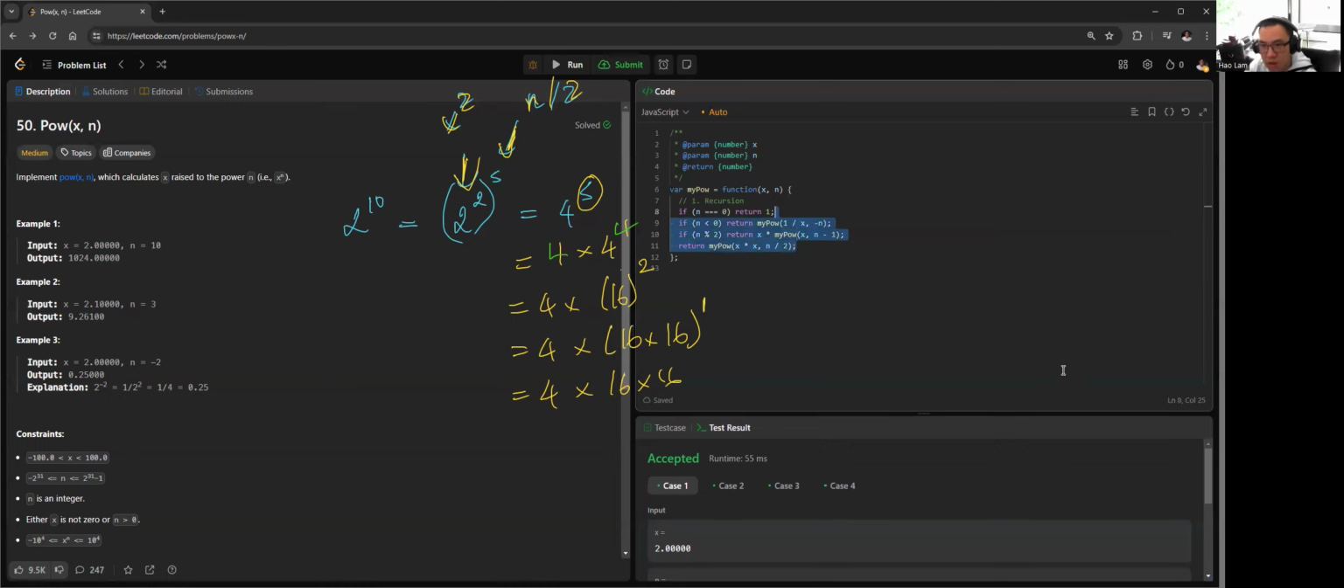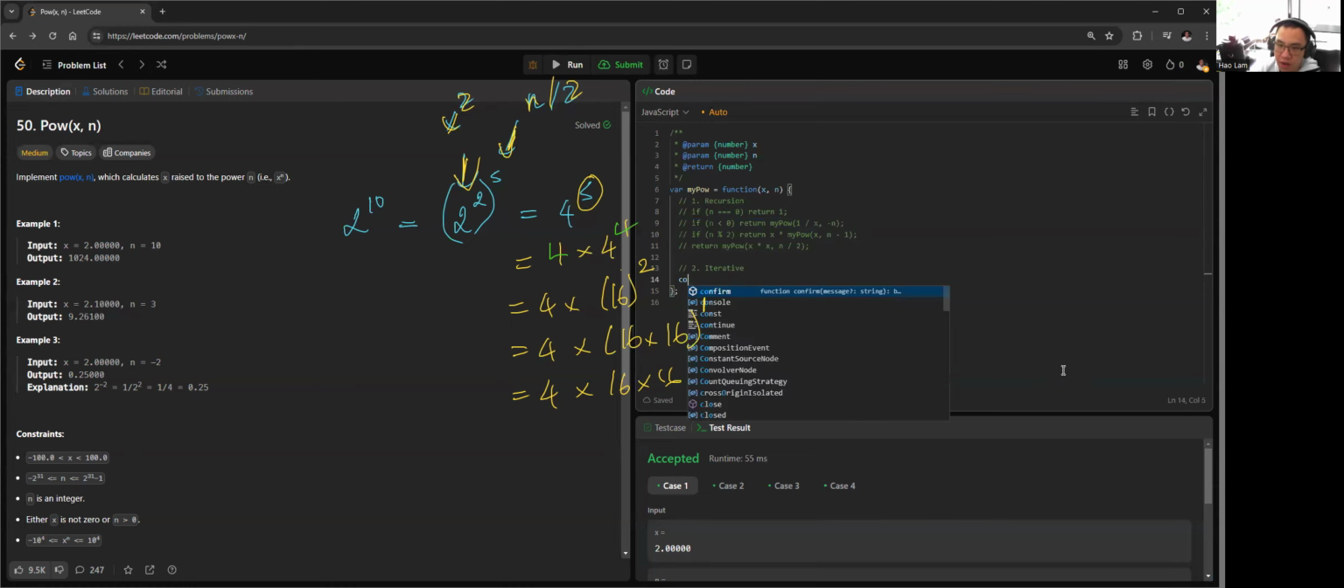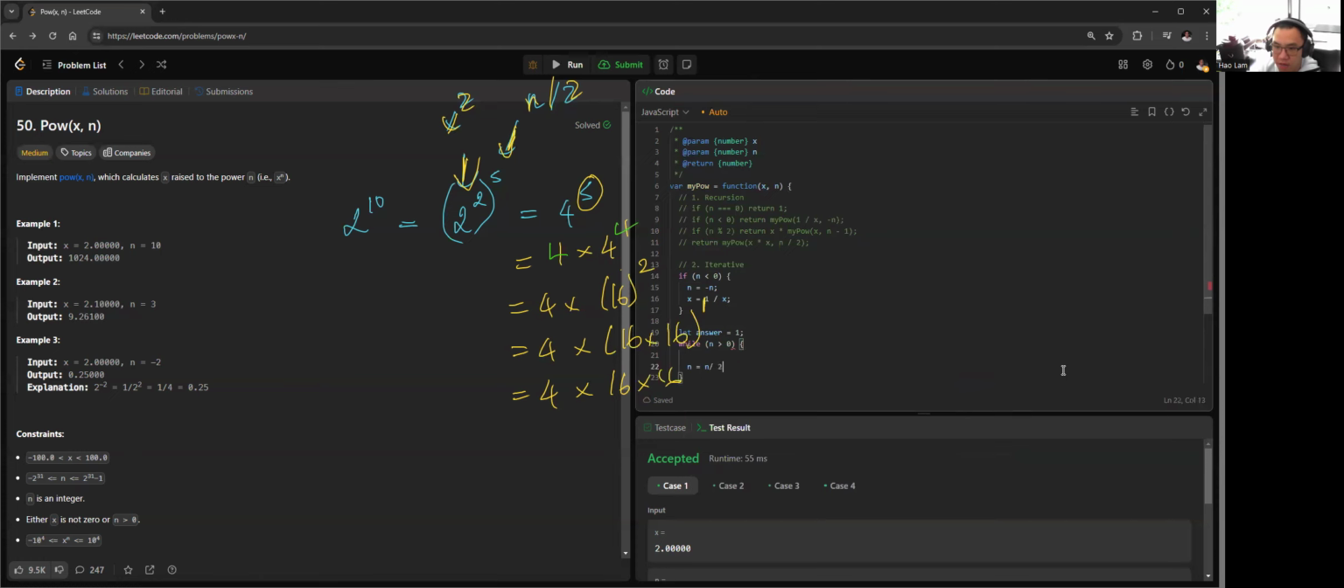Because the stack frame is very fragile for stack overflow, we can use an iterative approach here. So if n is negative, we want to invert the sign of n, remember, and invert x. We can have our answer equal to 1, and we can return our answer at the end. While n is greater than 0, we want to divide n in half.